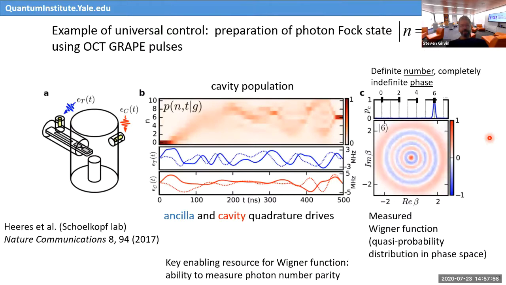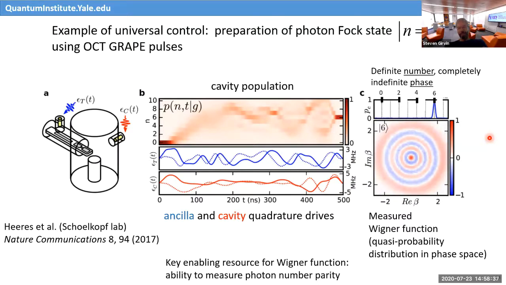So here's an example of that universal control. We want to prepare a photon Fock state with six photons. If you have a harmonic oscillator driven by a microwave generator, which is our version of a laser, so to speak, the only states you can produce are coherent states. You can displace the vacuum and have coherent oscillations, but that's a superposition of many different photon Fock states. So a Fock state is a non-classical state, if you will.